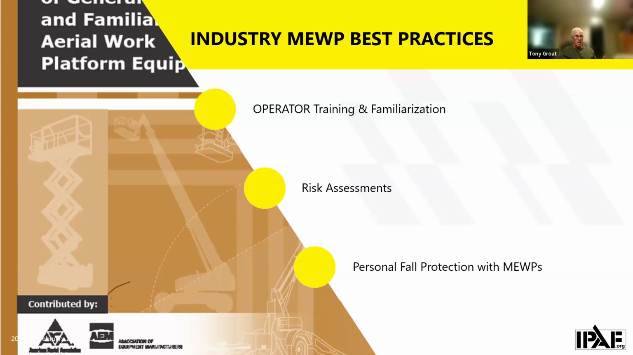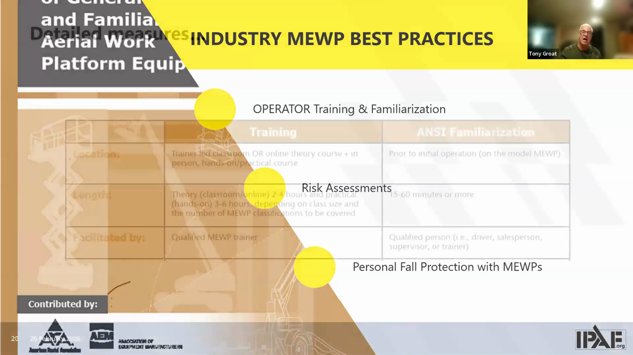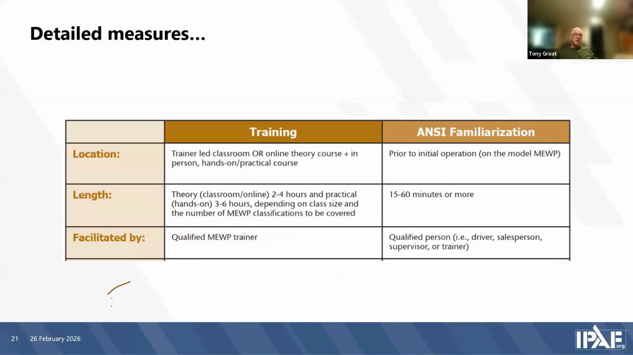Currently, we have the American Rental Association, AEM, the Association of Equipment Manufacturers, Scaffold and Access Industry Association, the Canadian Rental Association, and IPAF as the 5 associations that are endorsing these new best practices. These are a work in progress. You can go there and, as I said, get this information, and they're free. These will be available at every one of these industry associations for you to use at your will.